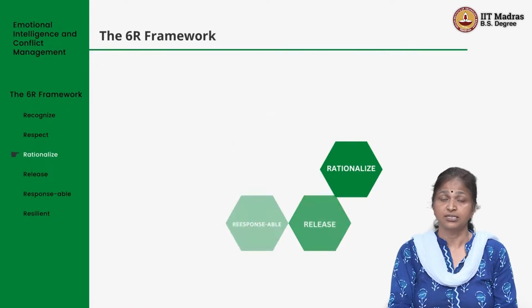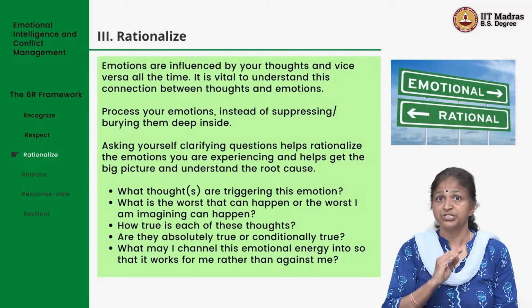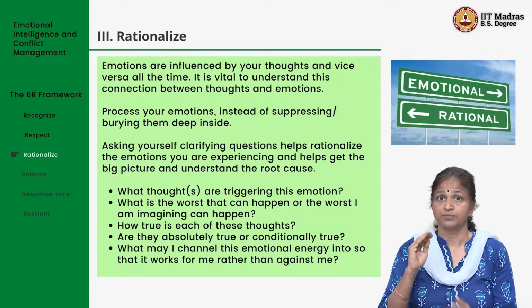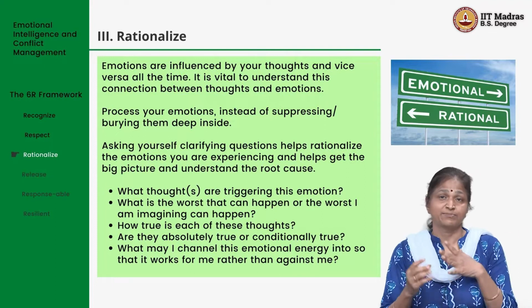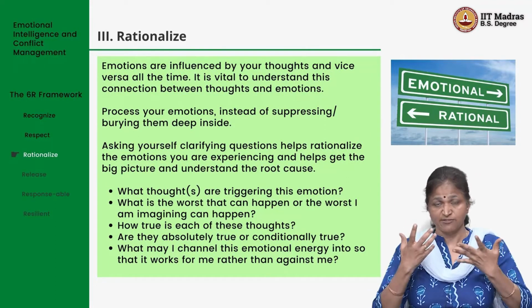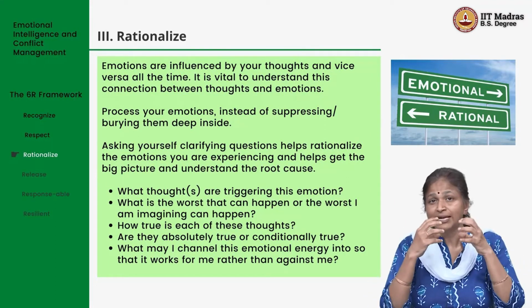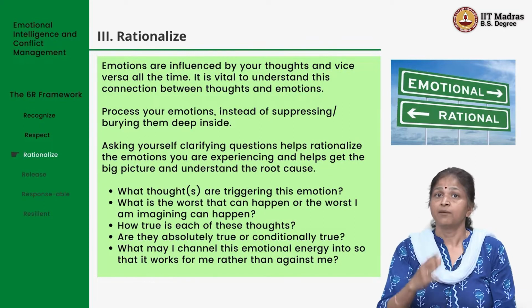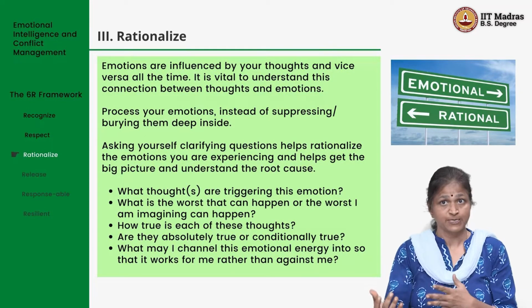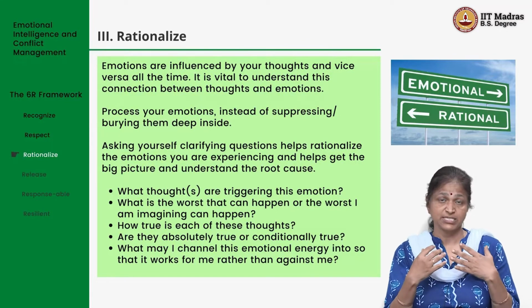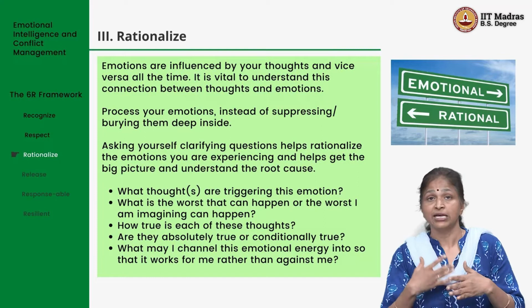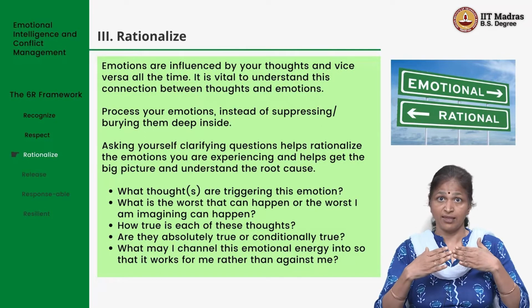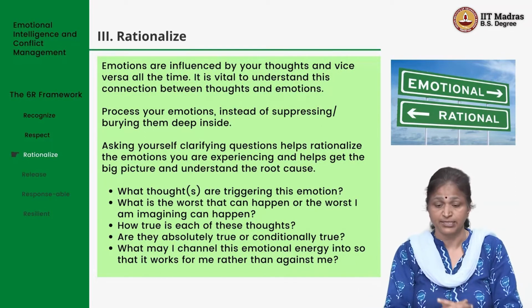The third R is rationalize. Rationalize is about processing those emotions that we're going through. So emotions are influenced by our thoughts, and the thoughts influence our emotions, and they're just very intricately connected. Our past experiences influence our present thinking, and our present thinking influences the emotions that we're feeling, and together they influence the future that we're creating.